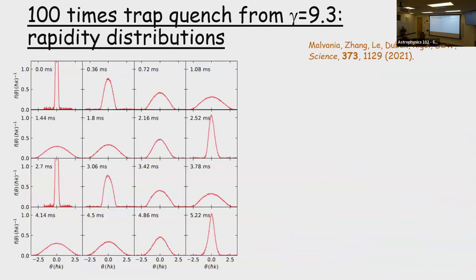Okay, so this is what we see after a quench, measuring the rapidity distribution, starting off with gamma equals 9.3. And so you see this quench, we started with a narrow rapidity distribution, and we're making here our quenches not from a deep to a shallow trap but from a shallow to a deep trap. So that's technically a lot easier to do. And you see that the rapidity distribution starts to get broader. This is at the point of maximum compression. And then it widens up again and comes back to the same starting point approximately.